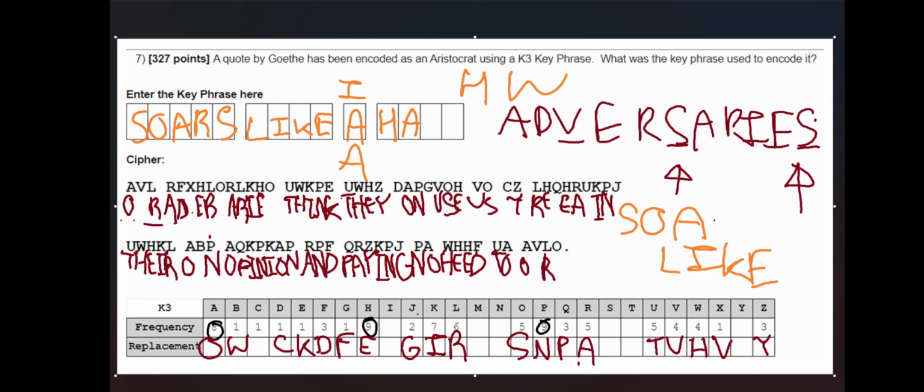HA, and then W needs to go somewhere right here. So that doesn't make sense. And then you need to keep on going until you find a word that makes sense. This is complete trial and error now. You may ask your teammates to find a word that may fit, but I'd say the word that fits the best is soars like a hawk, because a hawk flies, and it may be attempting to say that it's trying to fly like a hawk. And soars like I, hawk, doesn't make sense. So soars like a hawk.